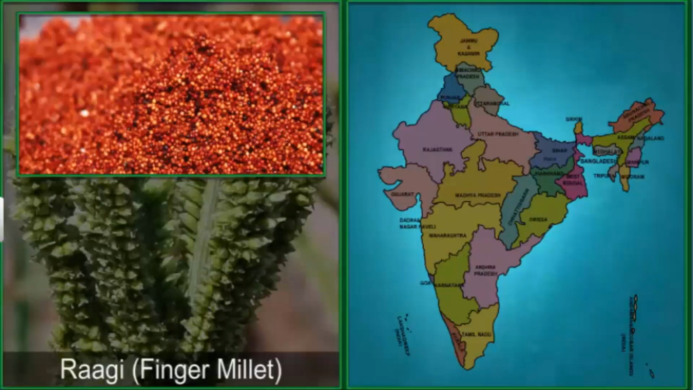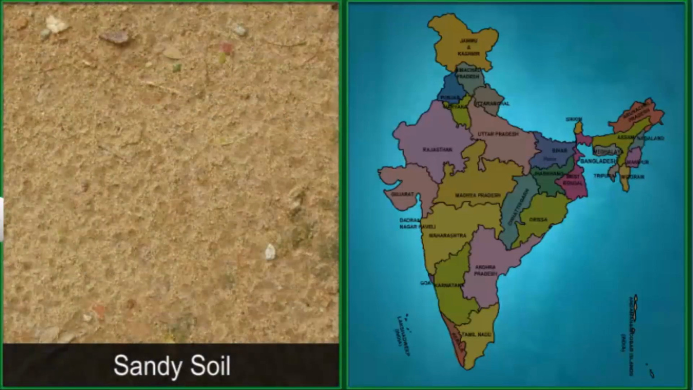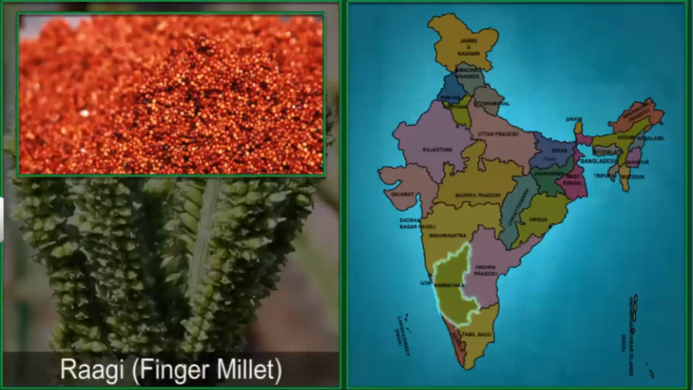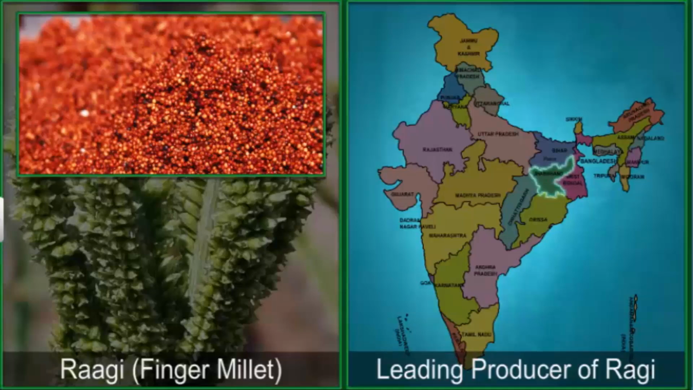Finger millet or ragi is known for its high nutritional value. Ragi grows well in almost all types of soils, like red, black, sandy or loamy soil. Karnataka is the leading producer of ragi. Other important ragi producing states are Tamil Nadu, Himachal Pradesh, Uttaranchal, Sikkim, Jharkhand and Arunachal Pradesh.